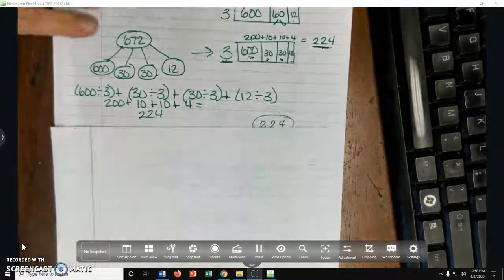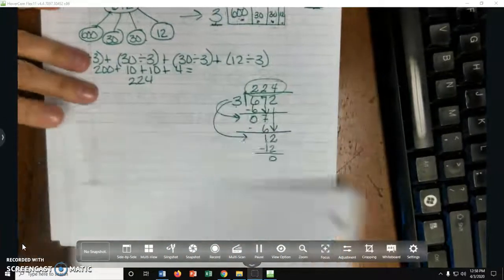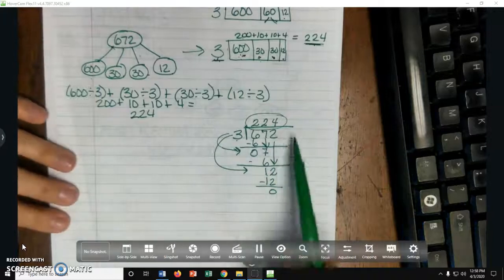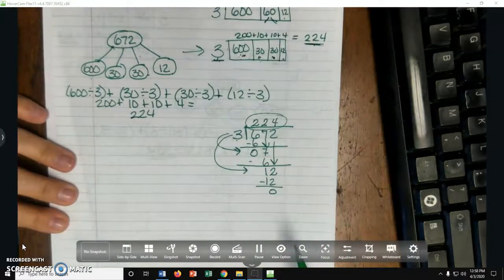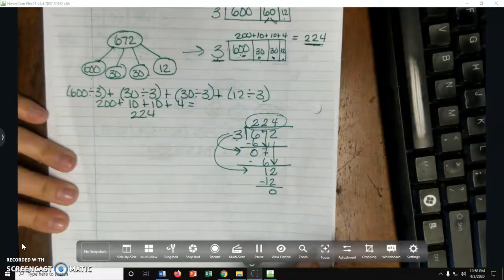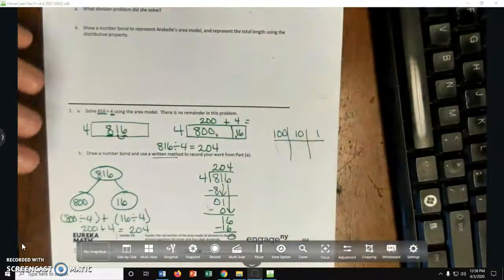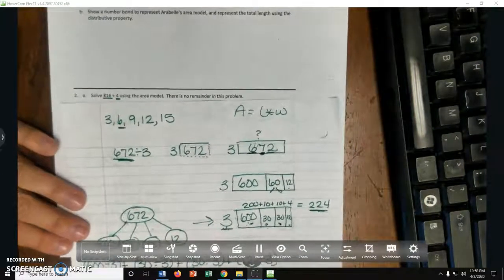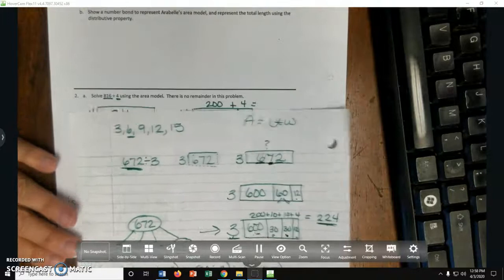And the last step, that we should be getting really good at this point, is the standard algorithm. You're able to follow those steps through pretty easily at this point, I'm hoping. So I went ahead and did number 2 with you as well. Really quickly on this video, 816 divided by 4.